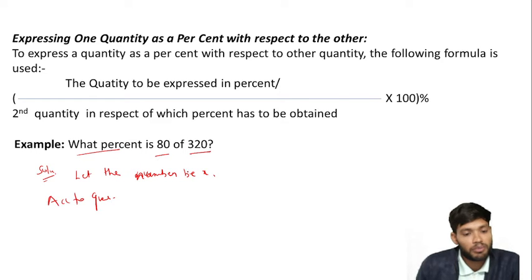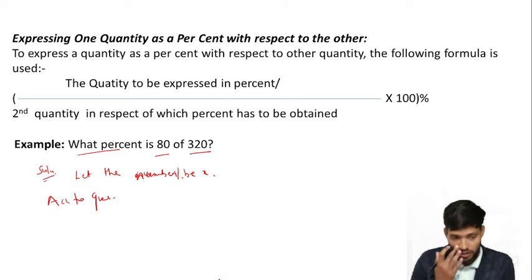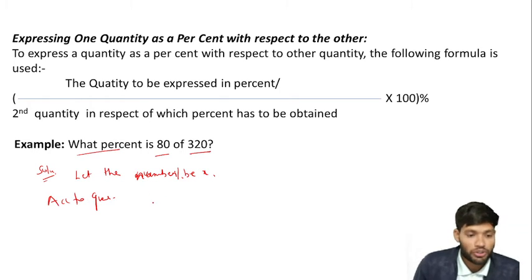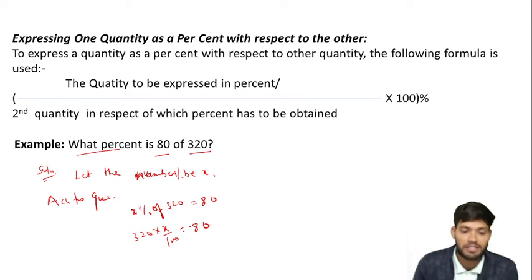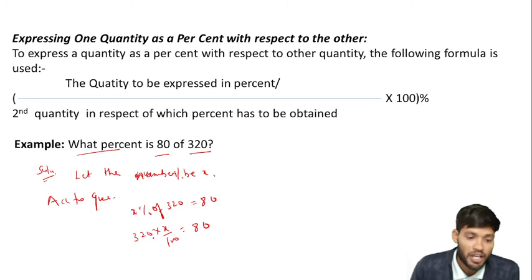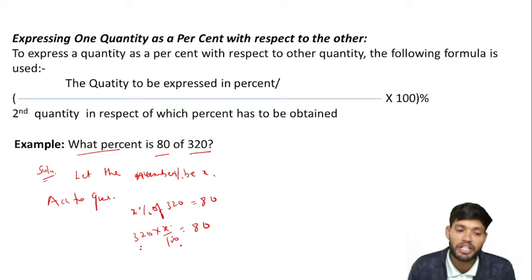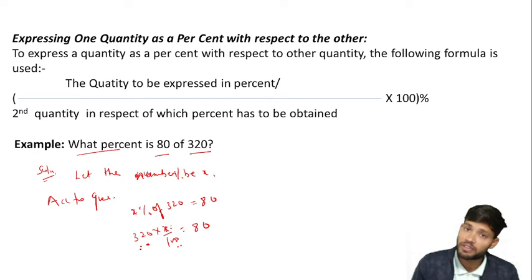Let the percent be x. Let x percent of 320 be 80, according to the question. That means x percent of 320 is equal to 80. It means 320 into x upon 100 is equal to 80. Is it clear? How can we write a percentage? If we want x percent of 320, then we have to write 320 into x upon 100. How can we read it? X percent of 320.